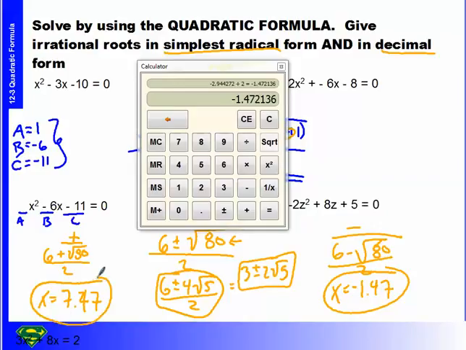Now, if I were rounding to the nearest tenth, I would look at the hundredth and notice that it is more than 5. So really, rounded to the nearest tenth, we have x is equal to negative 1.5. Over here, same deal, 7 is more than 5. So that's going to round this up to 7.5.